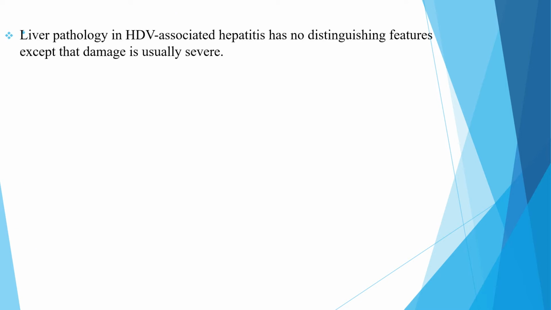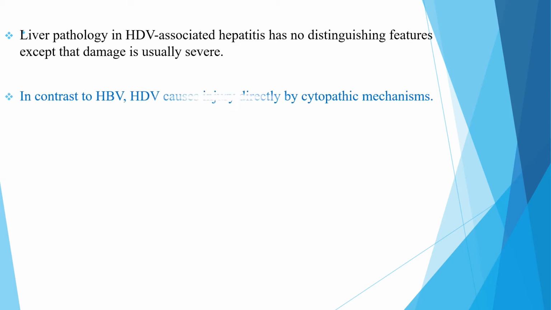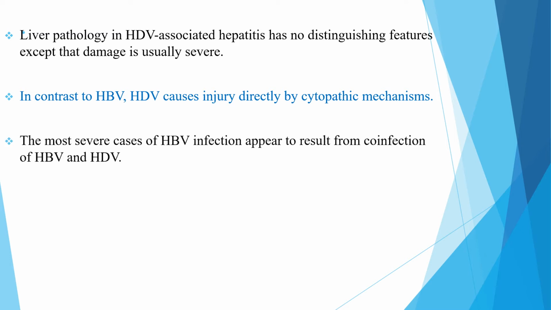Liver pathology in hepatitis D virus associated hepatitis has no distinguishing features except that damage is usually severe. In contrast to hepatitis B virus, hepatitis D virus causes injury directly by cytopathic mechanisms, whereas hepatitis B virus causes damage to the liver mainly by immune-mediated mechanisms. The most severe cases of hepatitis B virus infection appear to result from co-infection of hepatitis B virus and hepatitis D virus.